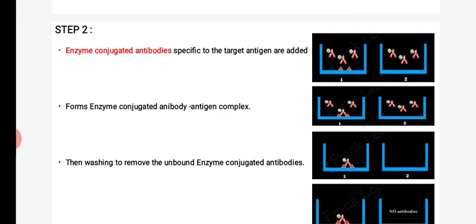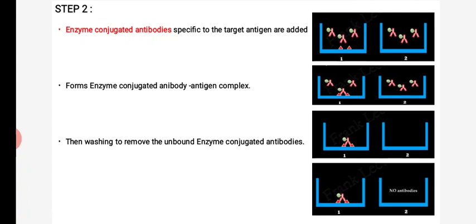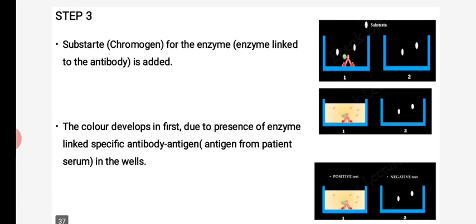Then in step 2, we incorporate the enzyme-conjugated antibody. This enzyme-conjugated antibody reacts with the antigen already present in the wells and forms the antigen-antibody complex, and the unbound enzyme-conjugated antibodies are washed away. In step 3, a substrate or chromogen that imparts color for the enzyme is added to the wells. The color develops due to the presence of the enzyme-linked specific antibody in the wells.